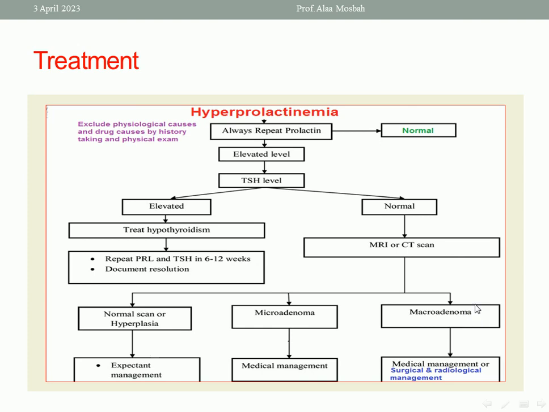If the case was macroadenoma, you should start medical management, and you may also need, in certain cases, surgical and radiotherapy management. Okay, this scheme simplifies how to reach the diagnosis and how to manage.